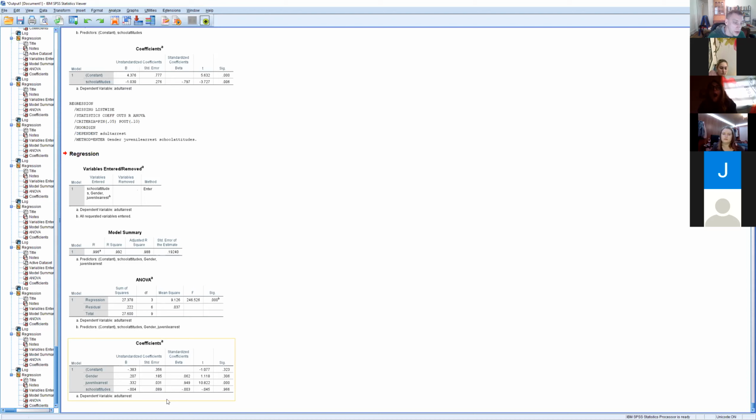Now we can still use the unstandardized betas to make predictions about the number of adult arrests. So we can say, okay, what is the predicted number of adult arrests for a male with a certain number of juvenile arrests and a certain attitude towards school.